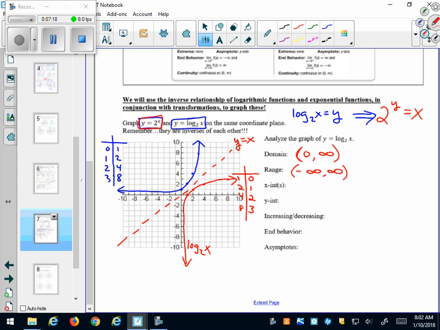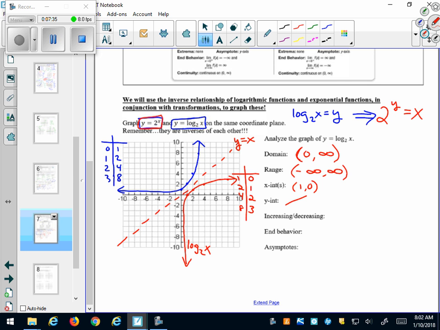X-intercept? We got one right here. It's at the point (1, 0). So x-intercept at 1. Y-intercept? None.